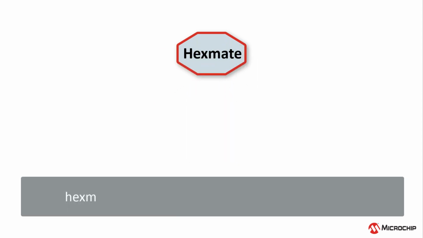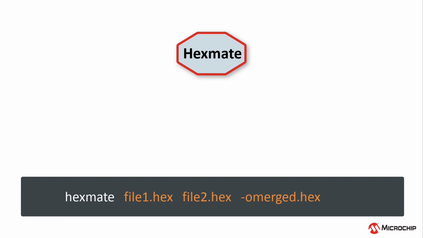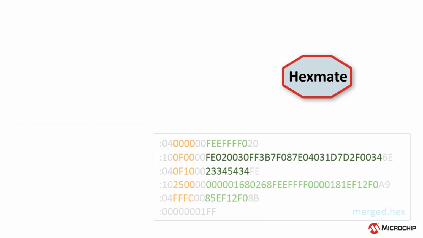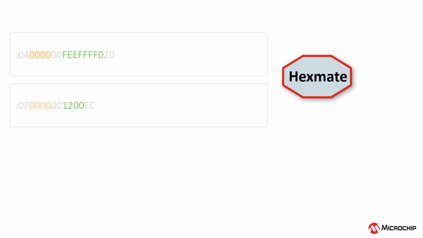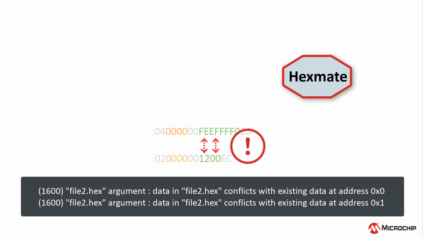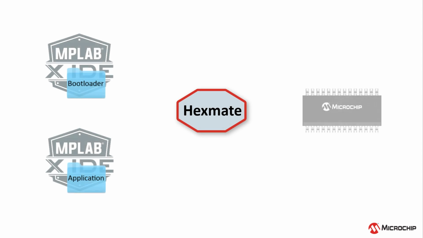A Hexmate command to perform this task might consist of the names of the files to merge and the -o option to specify the output file. The output file will include the data from all the input files, reformatted and arranged in address offset order. Note that Hexmate will trigger an error if more than one input file contains different data values for the same address. Merging is useful when you create a bootloader and application in separate projects, but you need one hex file to program your device.